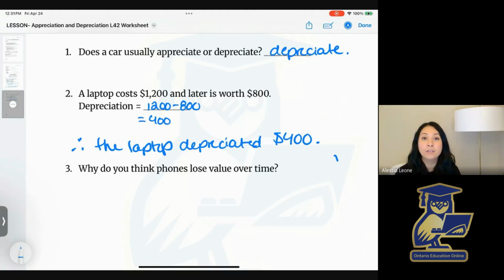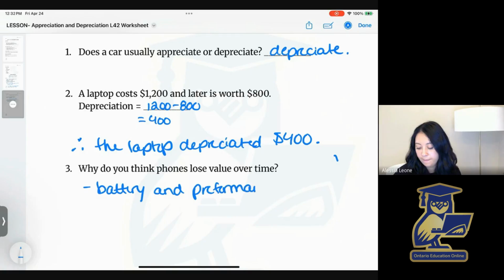And as the miles go higher, the risk of something being wrong with the car might go up and it might need repairs. So that's why cars lose their value. They get used, but they also get worn. And that's why the value goes down. So here, why do you think phones lose their value? We can write maybe the battery. Battery, and maybe the performance will go down. And now we can also just make a note about wear and tear, right?